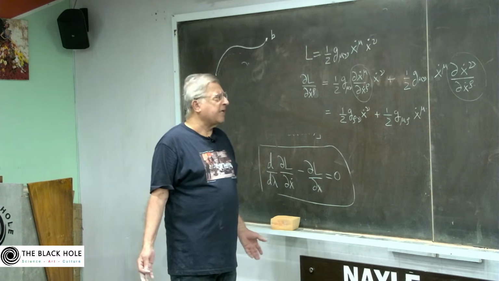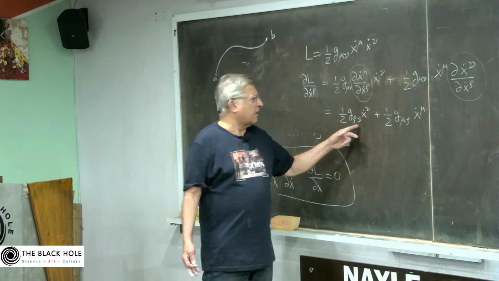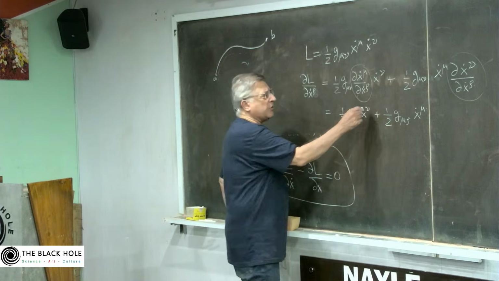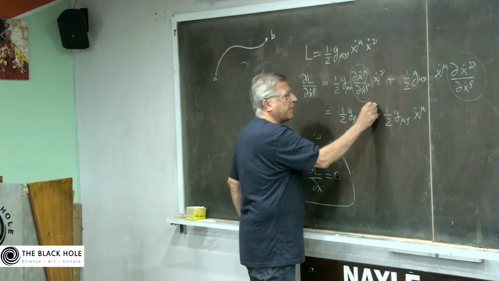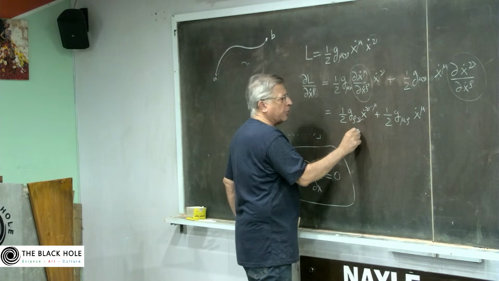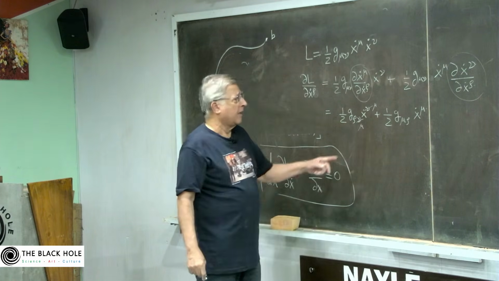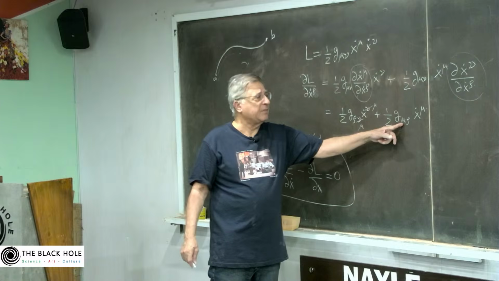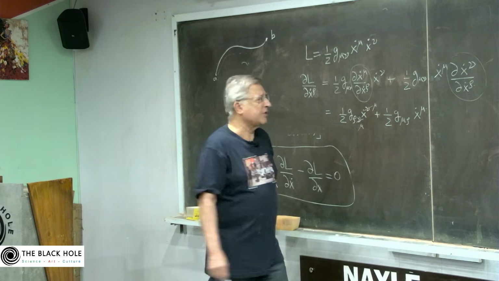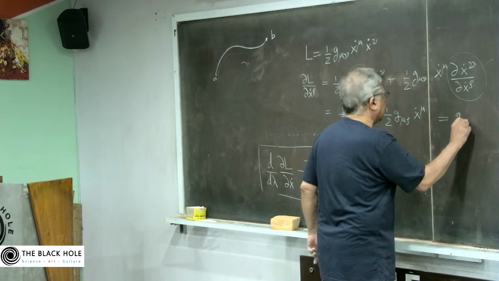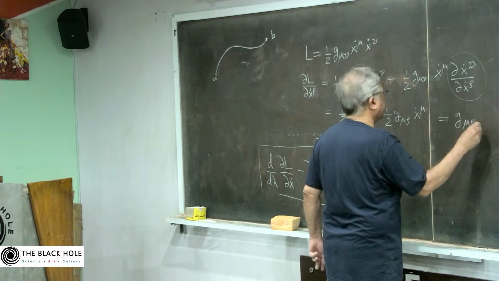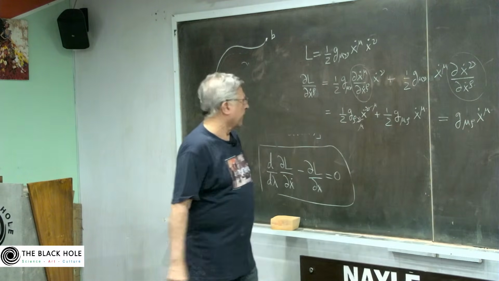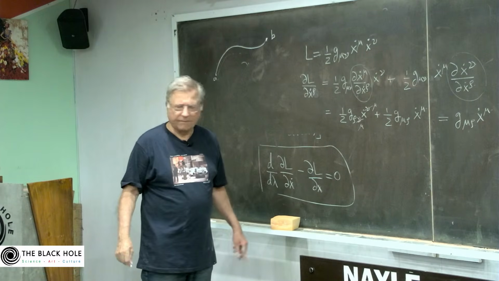We have two things that look very similar, and in fact, this is a dummy variable, so I'm going to simply give it a new name. I'm going to call nu mu. And now this is g rho mu, and this is g mu rho. So this whole thing is simply g mu rho x dot mu. All right.